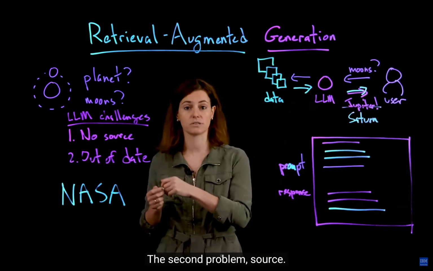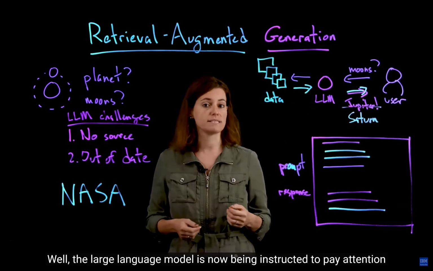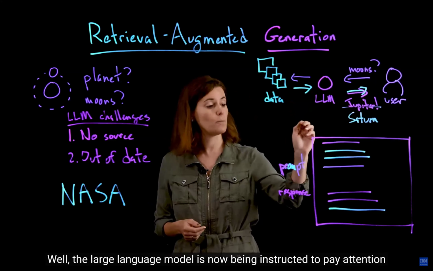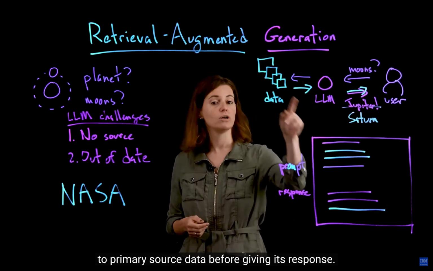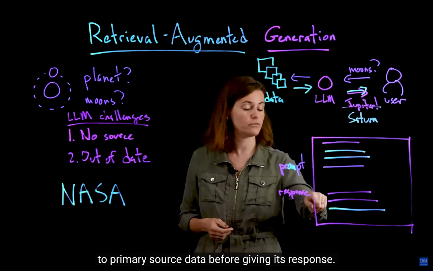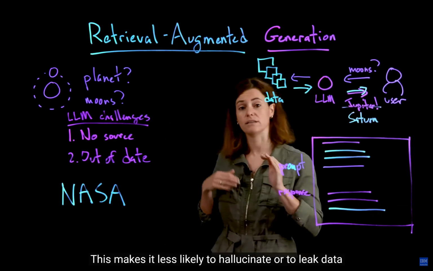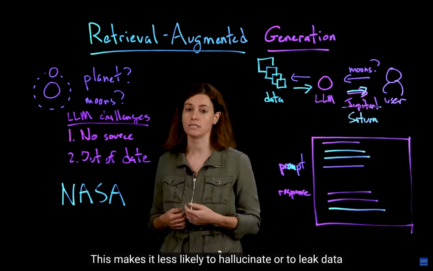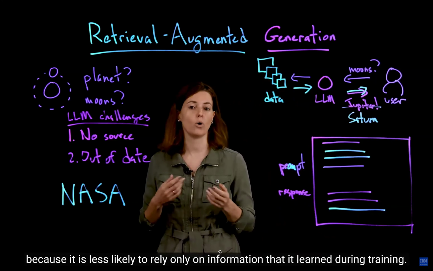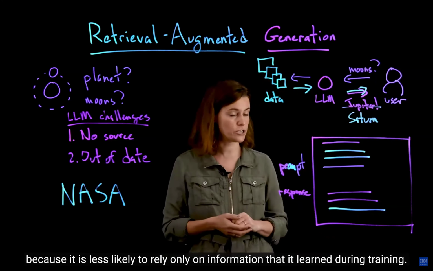The second problem, source. Well, the large language model is now being instructed to pay attention to primary source data before giving its response, and in fact is now able to give evidence. This makes it less likely to hallucinate or to leak data because it is less likely to rely only on information that it learned during training.